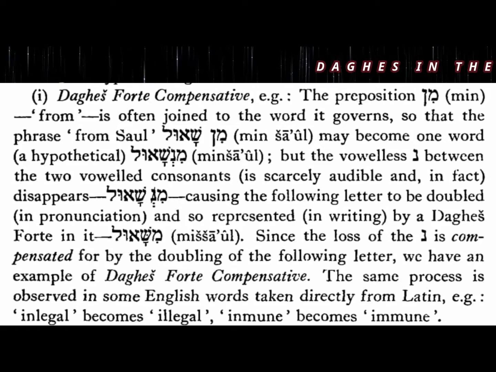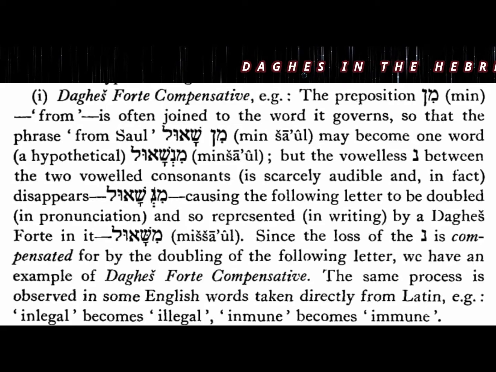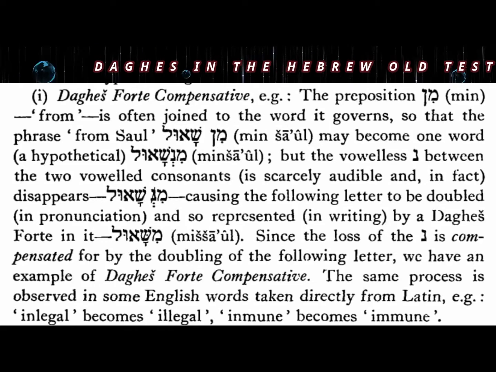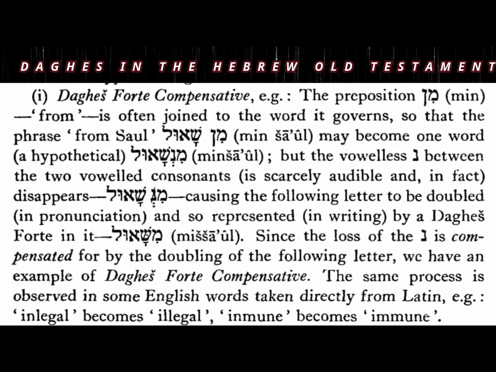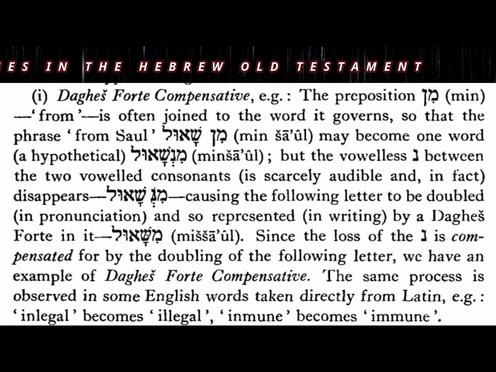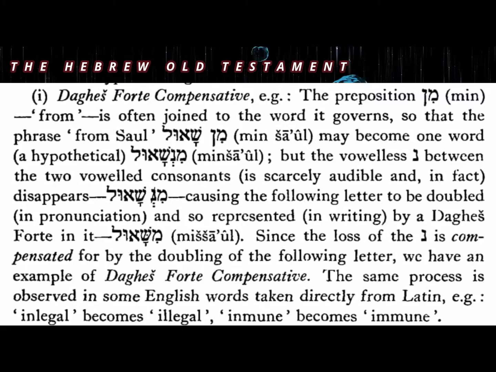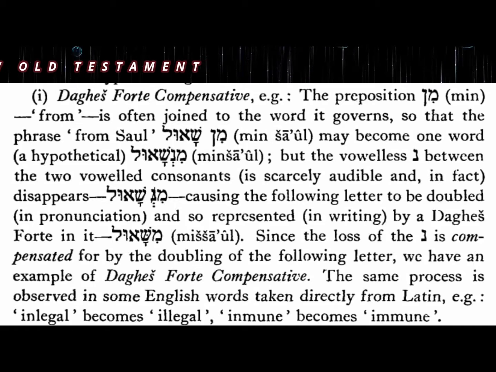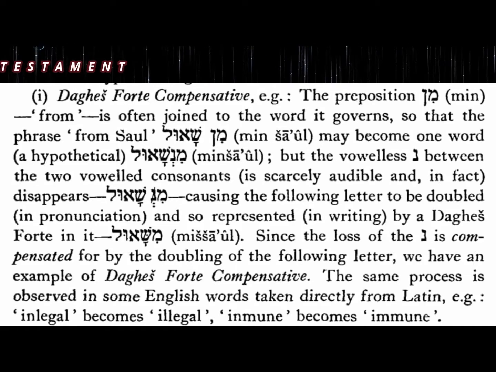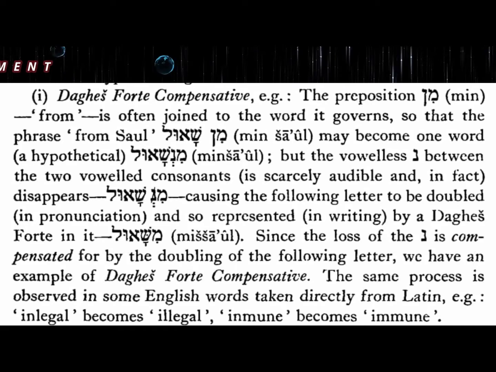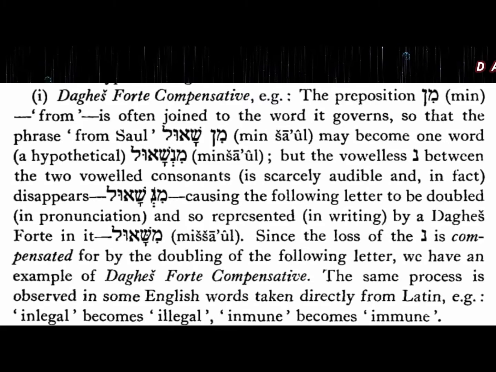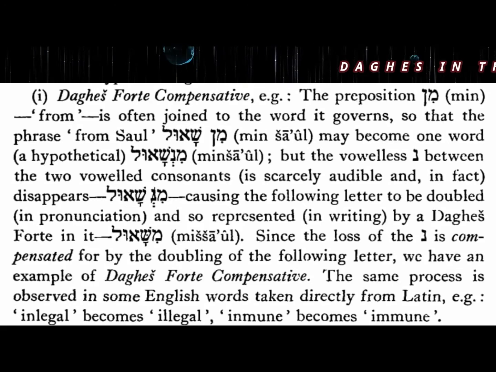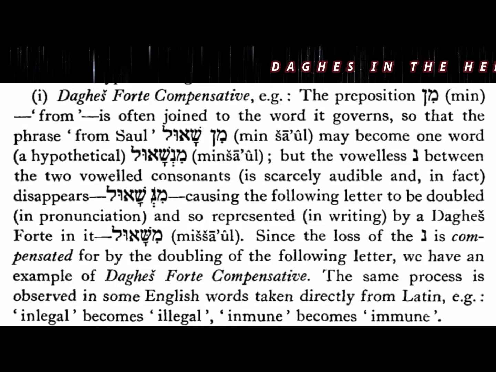Or as we see in Hebrew, if you look at the example there in the slide, in the Min-Sol, you see that you want to say from Saul, perhaps, and you are now joining it as one word. You will need to see that there must be a compensation, because there must be something that will be removed and the other one will be added.